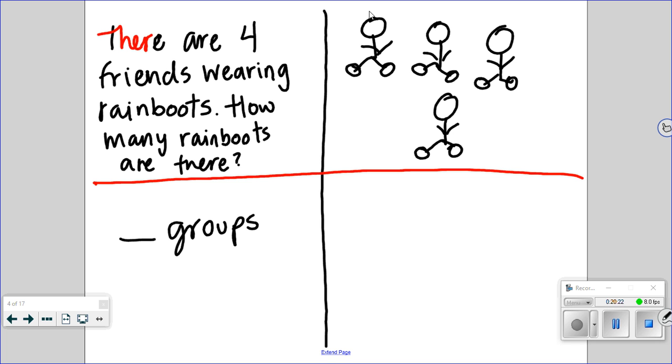How many groups? No, friend, look at my box. How many groups of rain boots are there? Not how many rain boots are there individually. Remember, rain boots come in groups. How many groups of rain boots are there? It's not a trick question. Four. Each person has a group or a pair of rain boots. I have four groups.